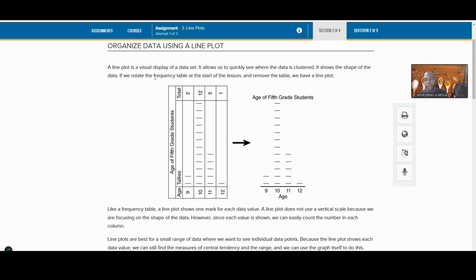While I still wait for the students to join, let's check on the next section. A line plot is a visual display of a data set. It allows us to quickly see where the data is clustered. It shows the shape of the data.